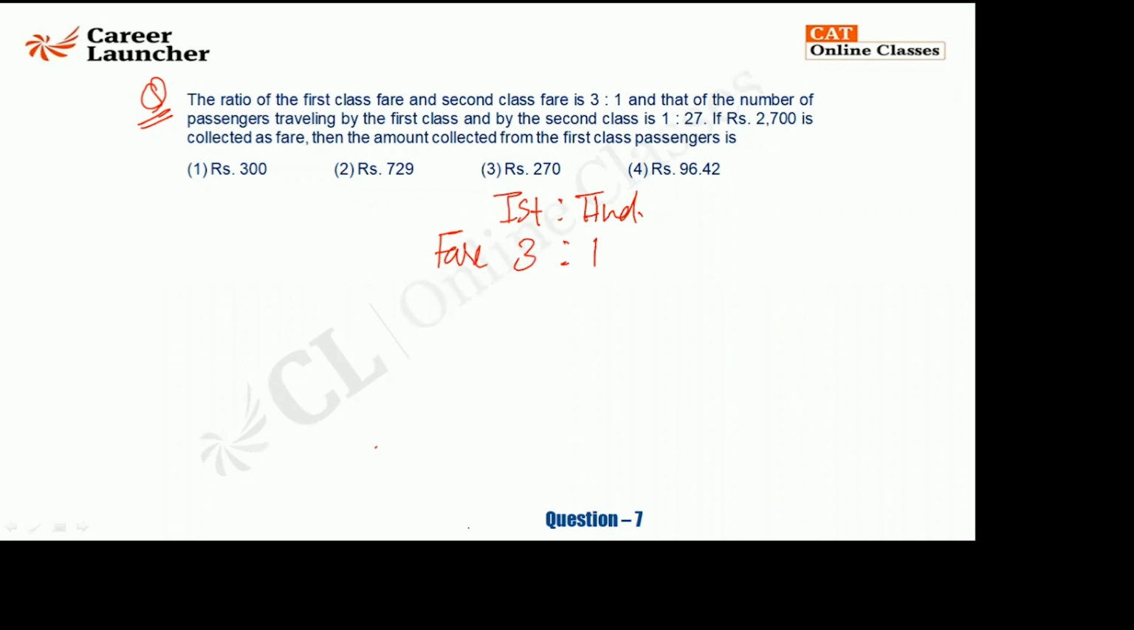This is the fare. The passengers traveling by the first class and the second class are in 1:27. These are the number of passengers. So if one passenger is going by first class, how much money will be contributed? He pays 3 rupees. I will say 3 rupee ratio.